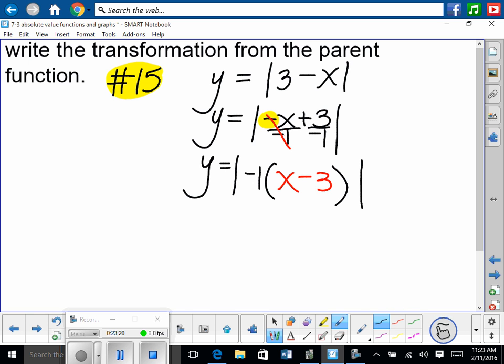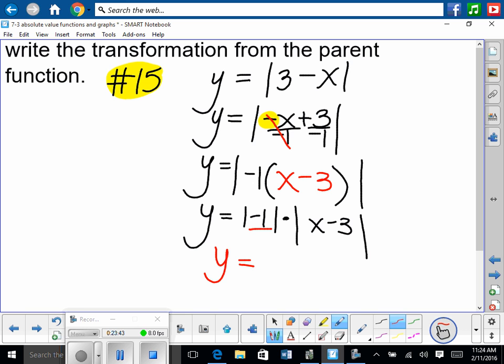Now from here, aren't these being multiplied? Yes. So with multiplication, as long as you keep them both in the absolute value, we really have the absolute value of negative 1 times the absolute value of x minus 3. I'm going to split them up and individually look at them. Then we simplify if possible. So we have y is equal to, what is the absolute value of negative 1? 1. So we have 1 times the absolute value of x minus 3. And now isn't it much prettier? Okay. So everybody, there's one of my answers.